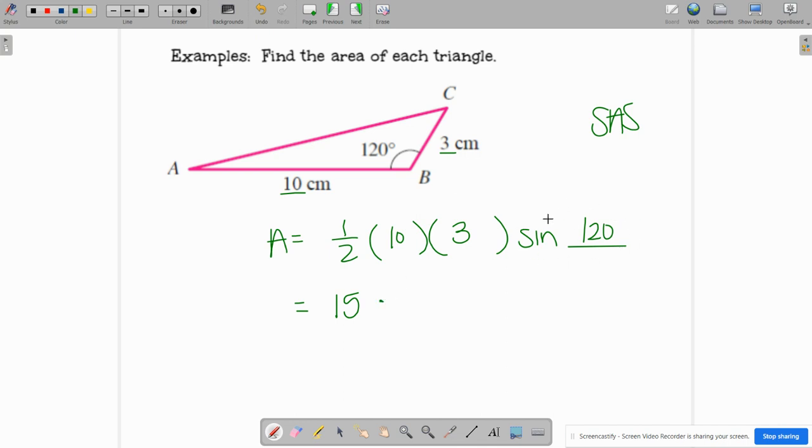and it just so happens that we know the sine of 120 without using our calculator. So if you needed an exact answer, you could figure it out, but we would know that the sine is √3/2. So 15 √3/2, this would be exact, but usually we're going to approximate the area and get a decimal. So if we were to type that in our calculator, 15 √3/2 is going to be about 12.99, and our label here would be centimeters squared.